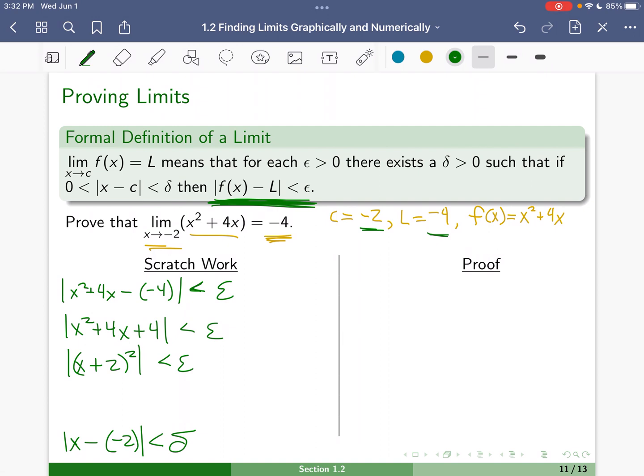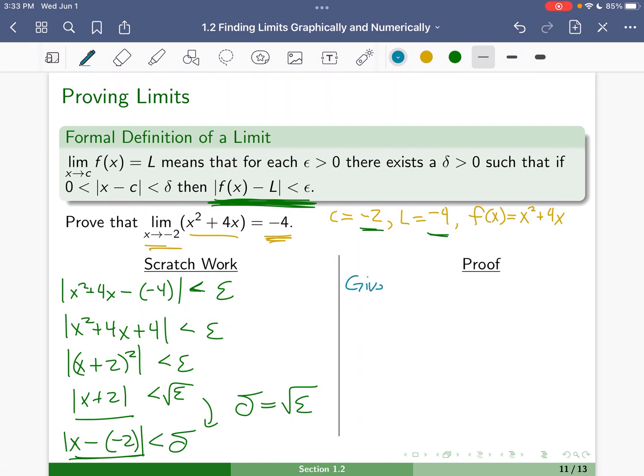Oh, so if we were to take the square root of both sides, we have the absolute value of x plus 2 is less than the square root of epsilon. That left-hand side really is what we have there at the bottom. And so the square root of epsilon is going to be delta. Delta is the square root of epsilon. So that's what we want to do. All right, so let's write this in a proof.